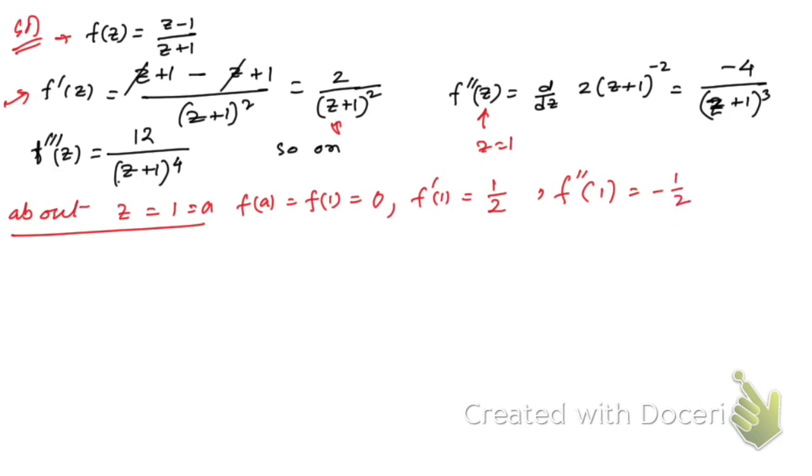So let's find the third order derivative of f at z is equal to 1. If you replace this z by 1, then what you're going to have, so just wait, let me arrange a little bit, just give me a second, okay?